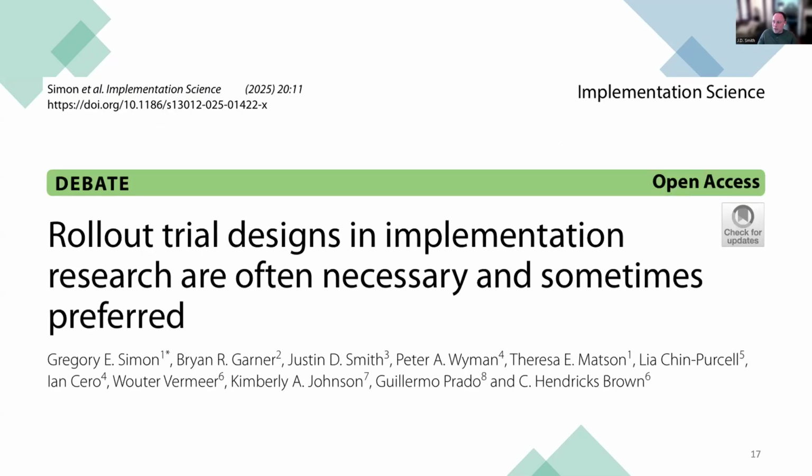So we did publish the Simon paper, as I mentioned, in 2025. We had a title that was much more suggestive of people maybe you should be doing more rollout trials, and the reviewers and editors made us change it to say something about how they're often necessary and sometimes preferred rather than our stronger suggested language, but that's fine. So within this paper, we started to introduce basically the ideas that I've just shared up to this point, that there is a lot of rollout trial design options beyond the stepped wedge.